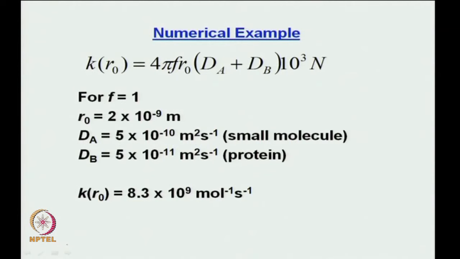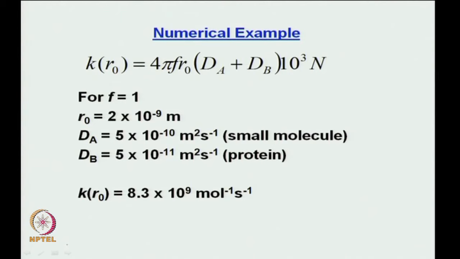Okay. So, this is just a numerical example, taking some numbers to give an idea. Say again we take f is equal to 1, we take r naught to be 2 times 10 to the minus 9, 10 to the minus 9 is nanometers, right, that is 2 nanometers. Then d of a, which is for a small molecule, is 5 times 10 to the minus 10 meter squared second inverse. D of b is for a protein, say it is an interaction between a protein and a ligand, something like that. Then you can see that k of r 0 comes to be 8.3 times 10 to the minus 9 mole inverse second inverse. Now, this is huge. You can understand, right, what rate constant means, 10 to the minus 9, this is huge.